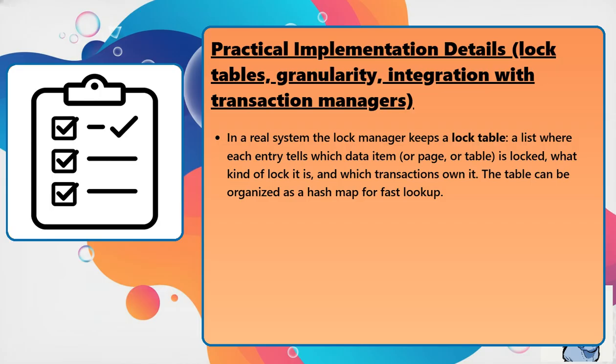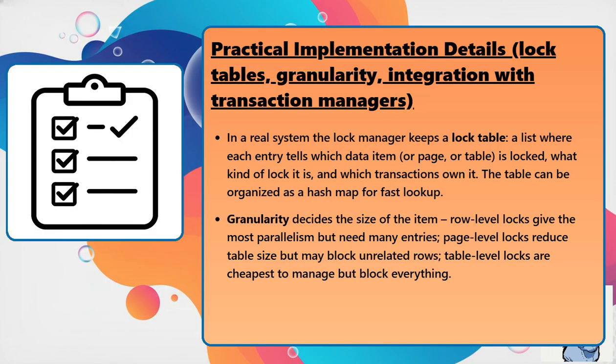In a real system, the lock manager keeps a lock table, a list where each entry tells which data item or page or table is locked, what kind of lock it is, and which transactions own it. The table can be organized as a hash map for fast lookup. Granularity decides the size of the item. Row-level locks give the most parallelism but need many entries. Page-level locks reduce table size but may block unrelated rows. Table-level locks are cheapest to manage but block everything.